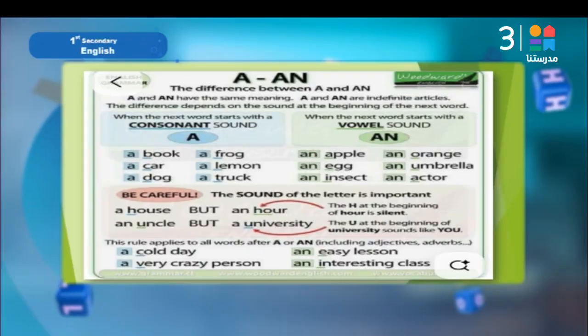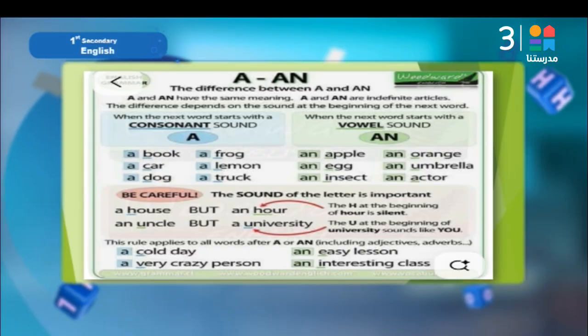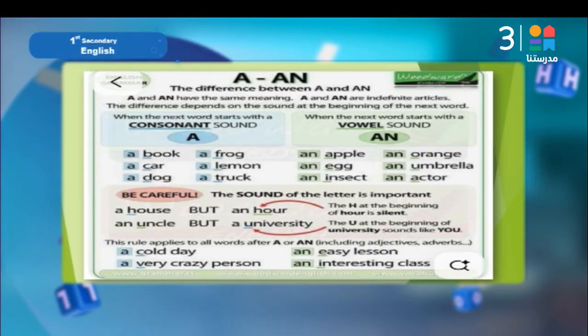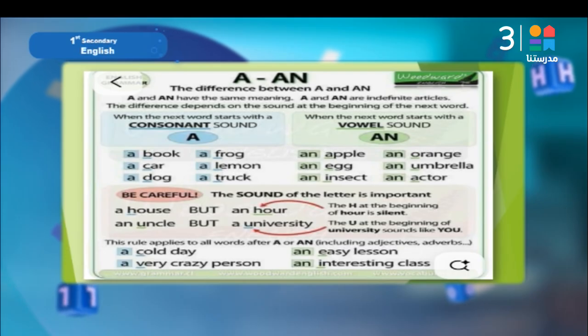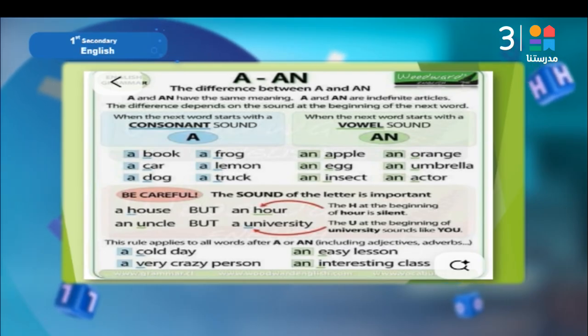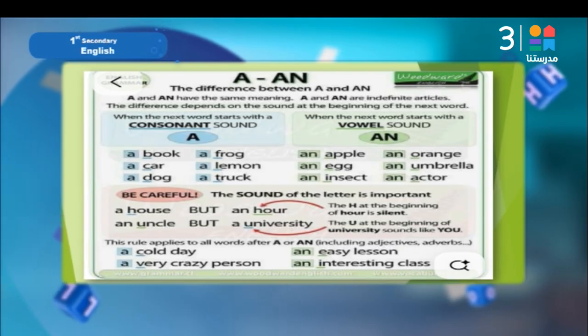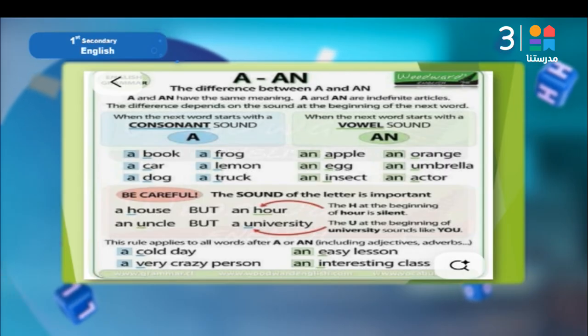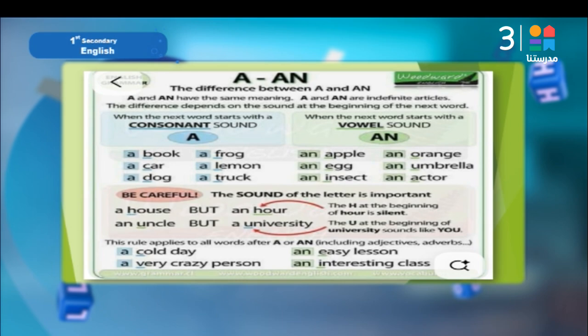Okay. If we look at the screen, we will learn about the issue of the sounds, how the sound can identify whether I use a or an. We use a or an before a singular noun, as we said before, and that depends on the sound at the beginning of the next word. For example, book, b is a consonant sound, so I put a.